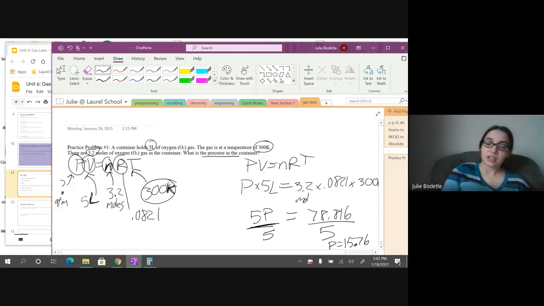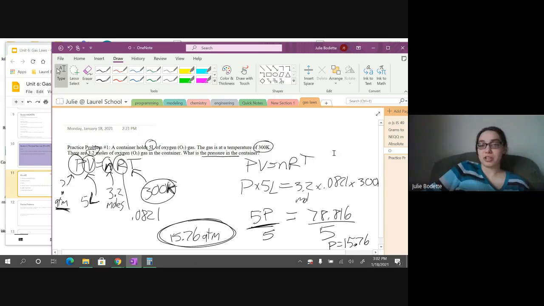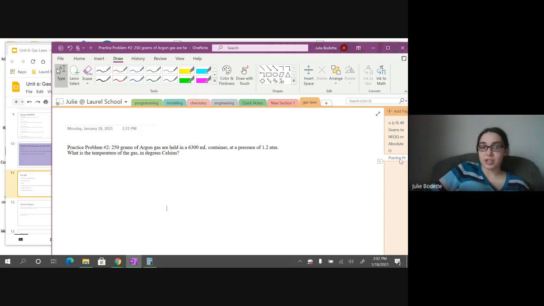15.76. Think about what units this should be in. So remember, we always measure pressure in atmospheres. So this is in atmospheres. Let's see, I'll write that in the middle. So 15.76 atmospheres. So that is my pressure. Okay, so that's the first practice problem. And let's do the second one.